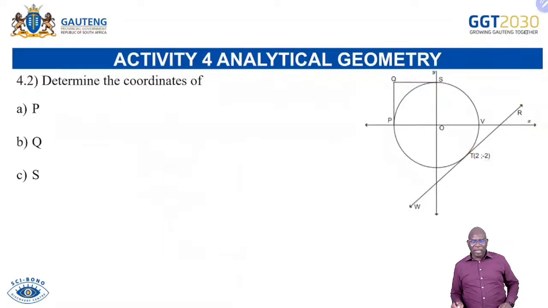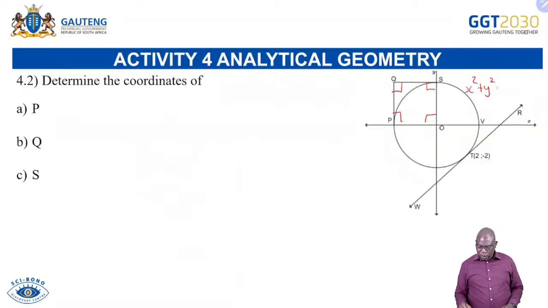Now they ask this type of question for 1 mark each, so it means that I must just know how to get these points without working them out. Now I know the equation of the circle: x squared plus y squared equals r squared. They're asking how I get the coordinates of point P. No problem. The point P here, I know it's on a radius.